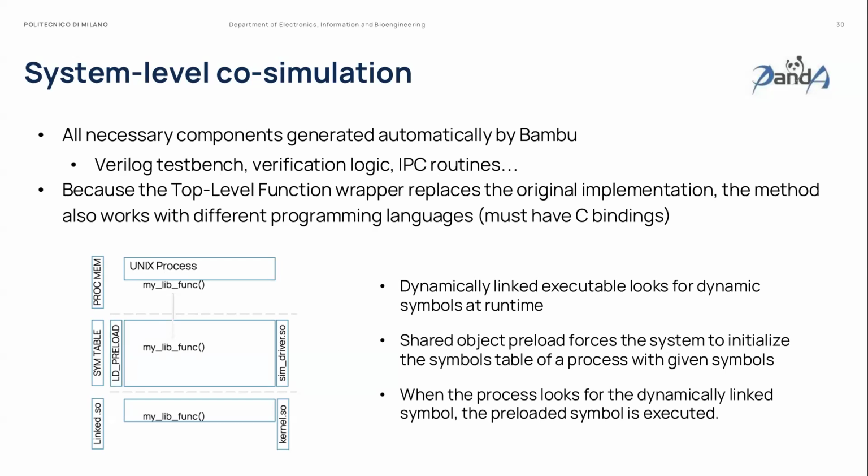We can do this also in Python, because Python has C bindings. So if you have a Python application that dynamically loads a symbol, then you can replace that symbol with this wrapper function which runs the RTL simulation. And we did this with the ONNX runtime framework. So we just synthesized a neural network layer and then tested that in the context of the ONNX model.